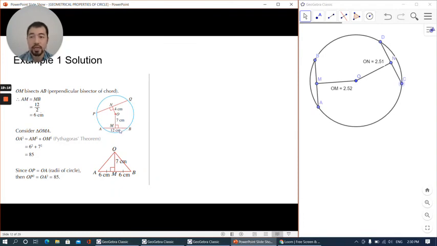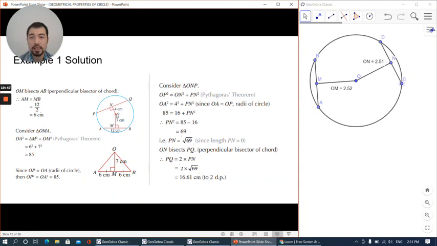Now we want to consider the triangle OMA. We can use Pythagoras theorem. So OA squared equals AM squared plus OM squared equals 6 squared plus 7 squared equals 85. Since OA equals OP, then OP squared is also 85, right? Now we have 85 here.